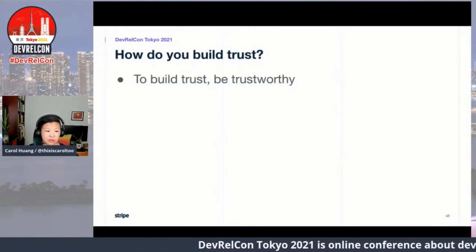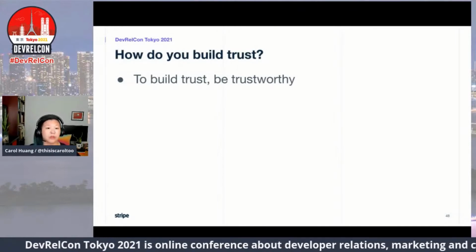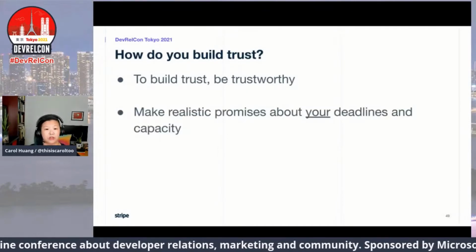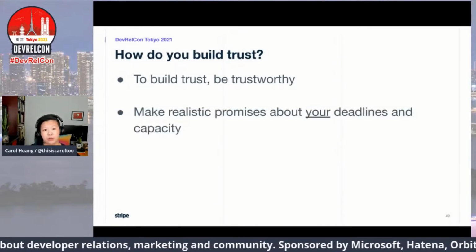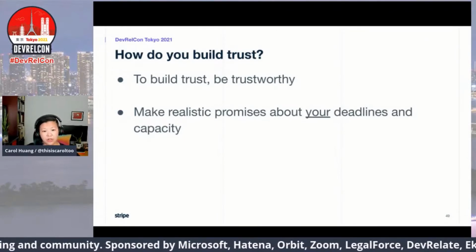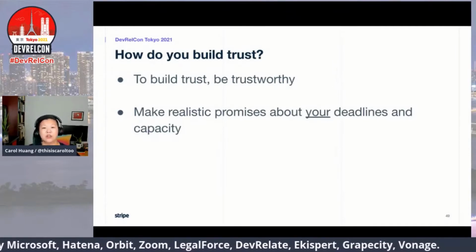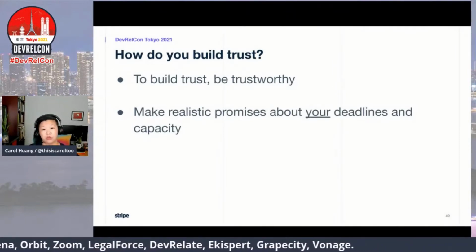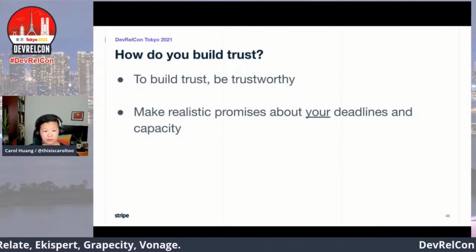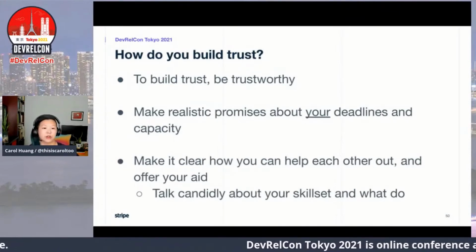And number one is just be trustworthy. To build trust, be trustworthy, model the behavior that you want to see. And that looks like things like making realistic deadlines and telling people what the realistic promises are that you can keep. Be honest about your capacity, because the failure mode here is that it's very easy to mistake carelessness for malice or ill will when you don't know somebody, which is why that earlier team building is important and why that trust is important. And really make it clear how you can help each other and offer your aid.